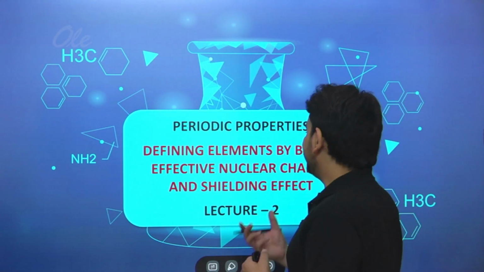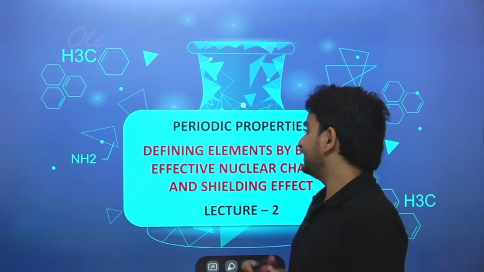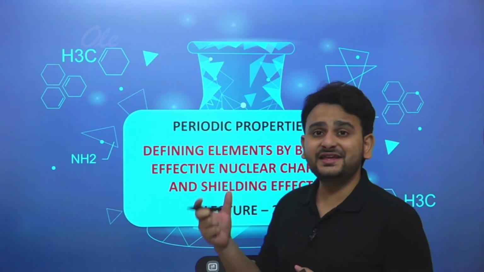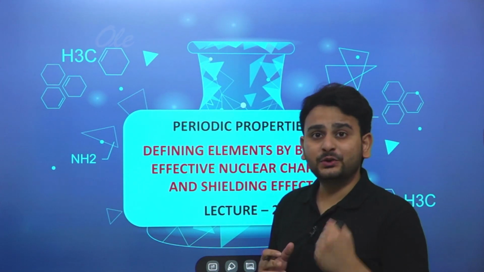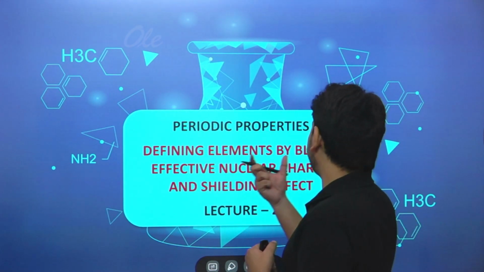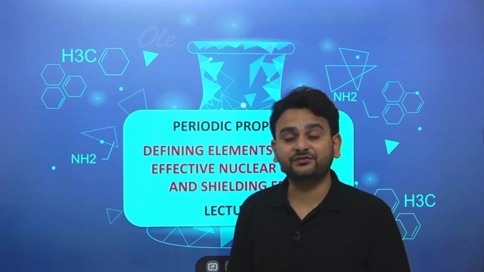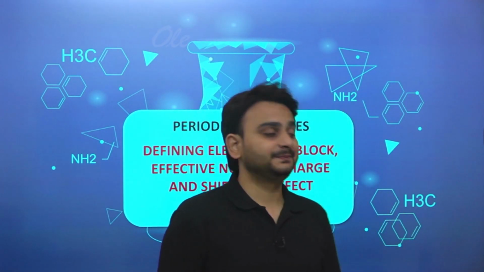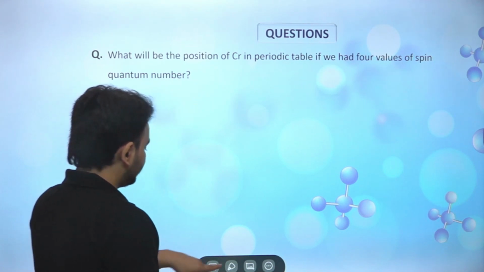Today we'll be covering lecture 2 of periodic properties, in which we'll be talking about defining elements by block. We know that there are 4 blocks: S, P, D and F. Then we'll be talking about effective nuclear charge and shielding effect. So let's get started. The first slide coming your way.